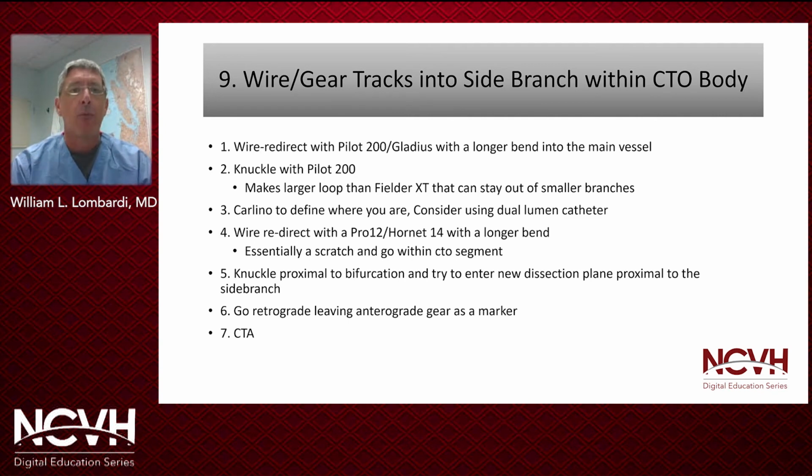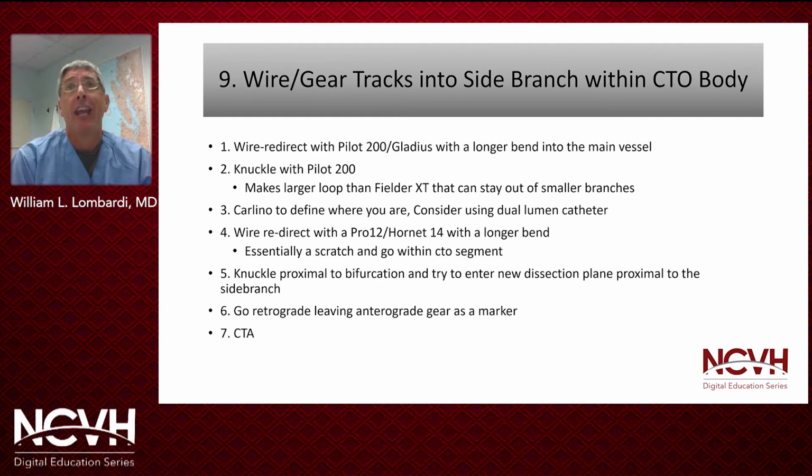I can tell you in our lab, we go through our inventory every 6 months and throw away a bunch of me-toos because we collect them like pack rats. And the other is, ensure your decision tree if you don't use me-toos. Make big, decisive decisions. You can knuckle either with a Pilot, Gladius, or Raider because they make a bigger loop. And the idea of the bigger loop is the bigger the loop, the more likely it is to stay out of the side branch because side branches are usually smaller and will help you get past.